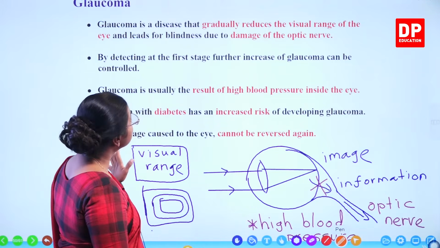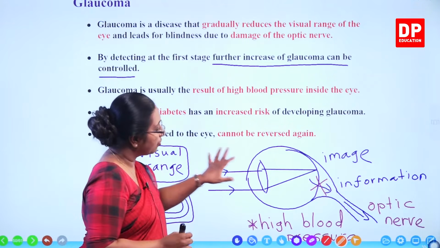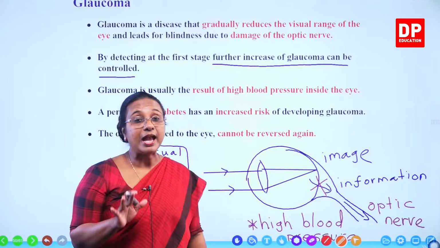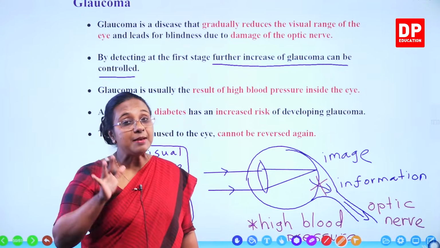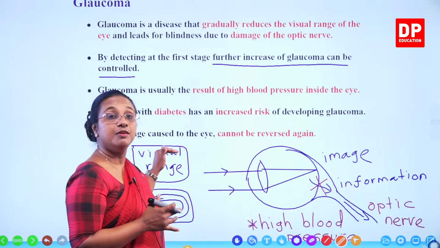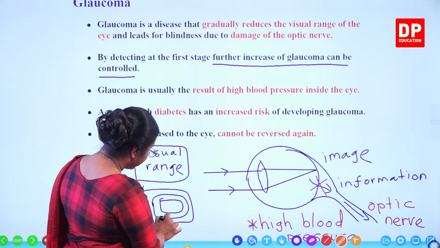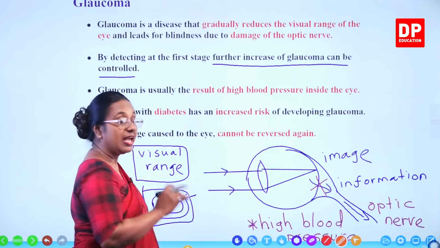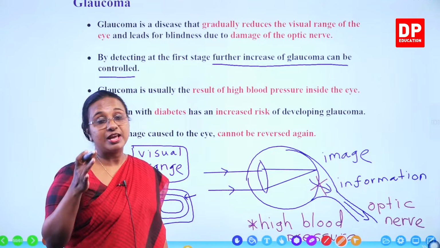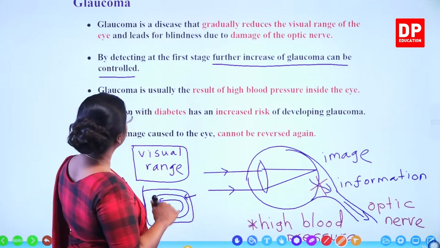By detecting at the first stage, further increase of glaucoma can be controlled. So, what you can do is at the initial stage, if you detect glaucoma, then you can prevent further damage. But the damage that has already been caused cannot be reversed. You can't retrieve the vision back to the normal range, but you can prevent. Maybe when the visual range is reduced to this first range, you detect the condition and thereafter you get the treatment and then the visual range will remain there. It will not decrease further. That is the only way of treating this.